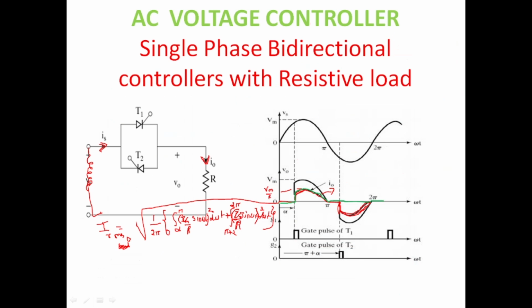So we need to take the average for these waveforms. From here to here, we need to consider as a period of these waveforms. So from here to here, this total distance is 2 pi, correct? We need to take average for this.